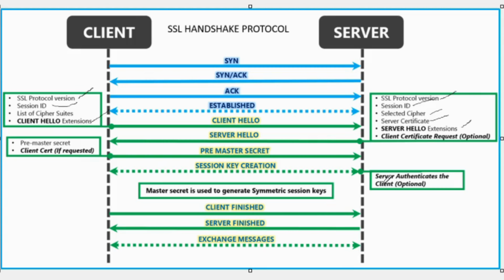Firstly, our client says hello. In the second phase, the server says hello. Then in the third phase, the pre-master secret is acknowledged by the client with a client certificate, and in the fourth phase our session key is established and basic communication is established. Now in the last phase, the client sends a finished message, then the server sends a finished message, and our communication starts.